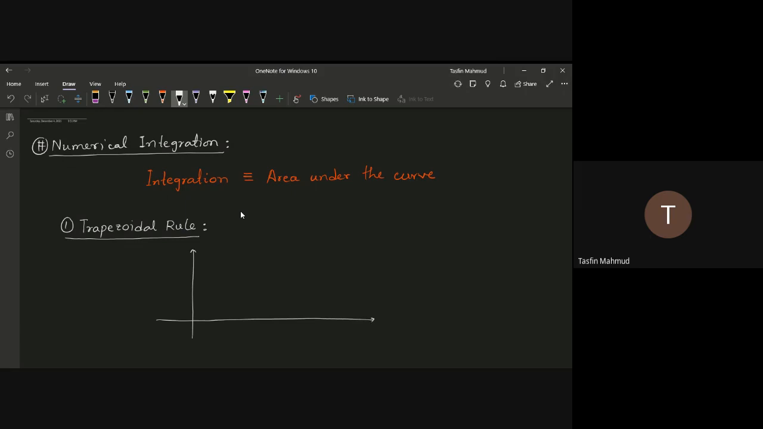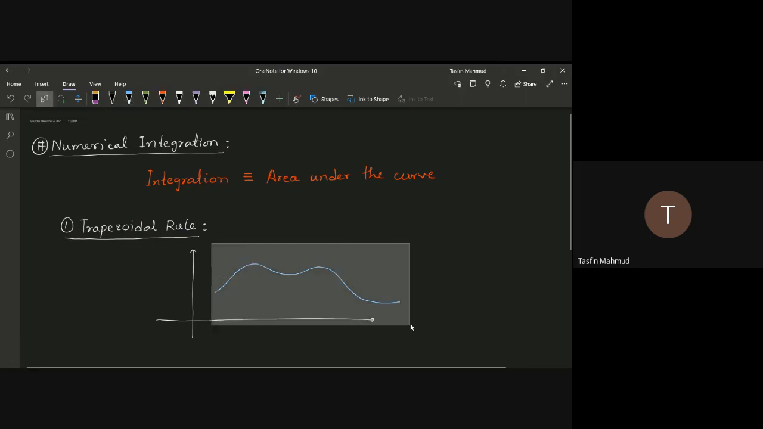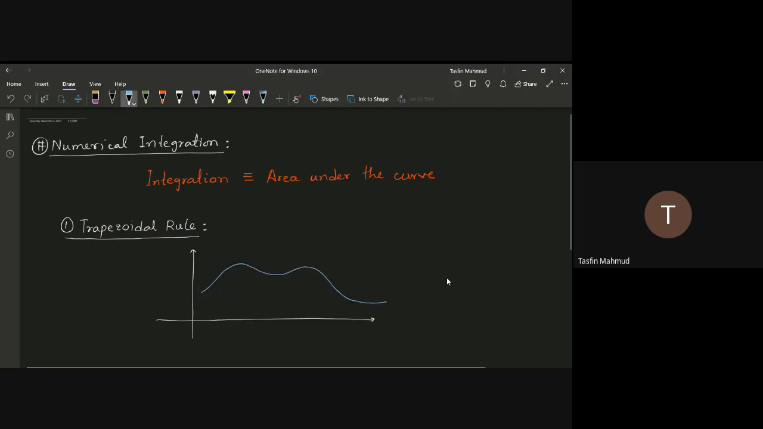Let's assume we have a function that looks something like this. We have been given a graph. This is a random graph. We have to integrate this function. This is our x-axis and this is our y-axis. Y is f of x. We have to integrate this function from this point to this point.